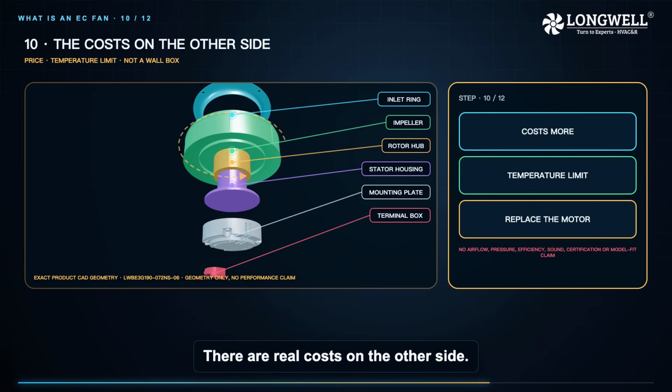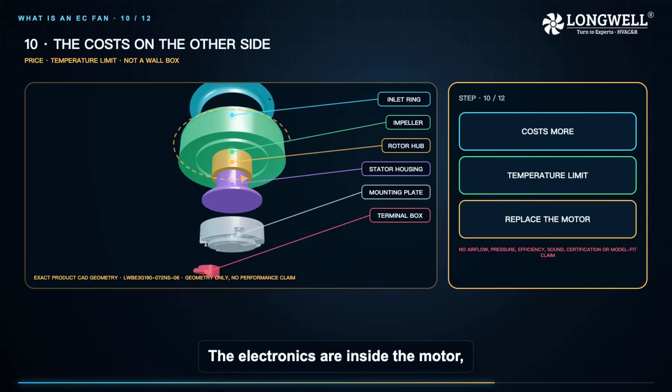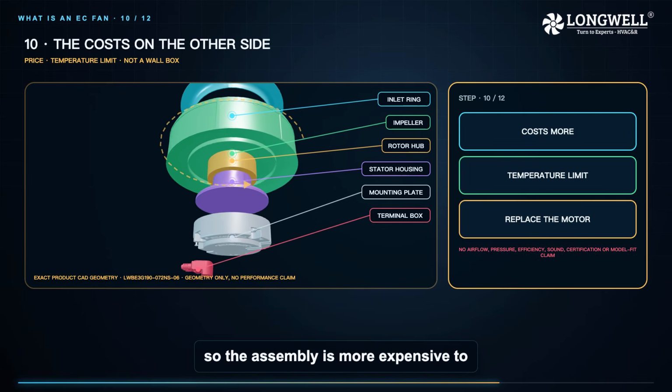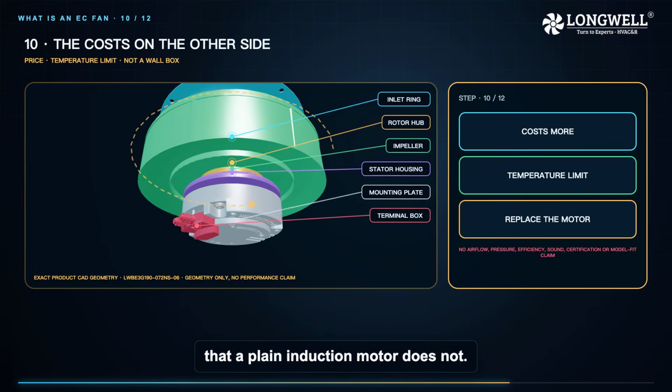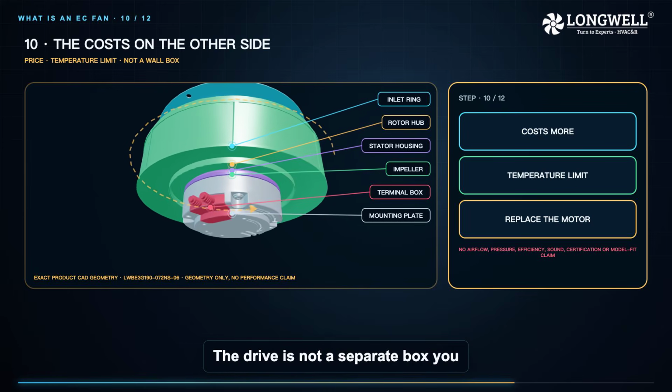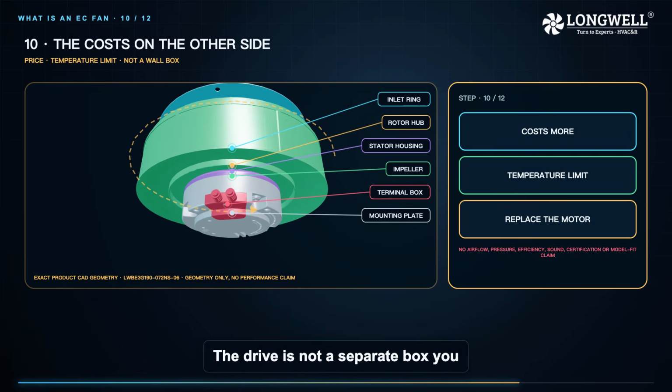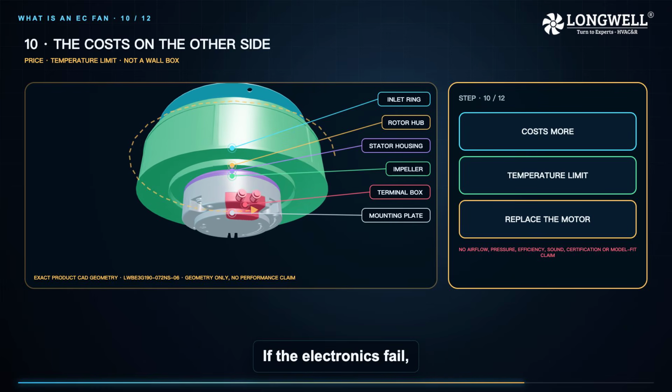There are real costs on the other side. The electronics are inside the motor, so the assembly is more expensive to buy and it has a temperature limit that a plain induction motor does not. The drive is not a separate box you can swap in 5 minutes. If the electronics fail, you are replacing a motor, not a controller on a wall.